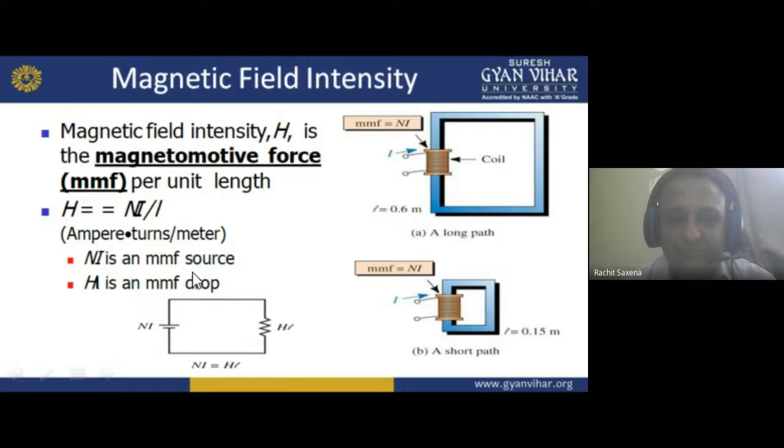Now here Ni is an MMF source. Ni we can call magnetomotive force. My dear student, magnetomotive force is basically the product of turns and ampere, means N into I. And HL is an MMF drop. HL is basically the MMF drop, and we can also call it the MMF value. So Ni is equal to HL. We can calculate like this. Understand with this figure? I hope you understand. Okay, now move forward.